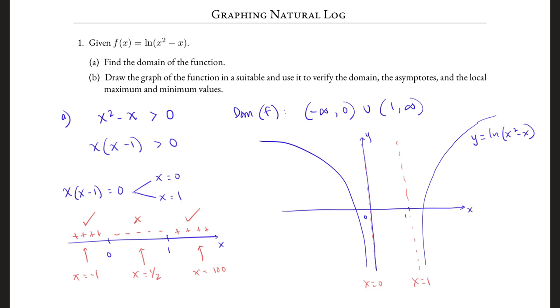There is no local maximum and no local minimum because the graph will go down indefinitely, decreasing without bound at x equals 0 and x equals 1. And at x equals infinity or negative infinity, the graph will increase without bound.